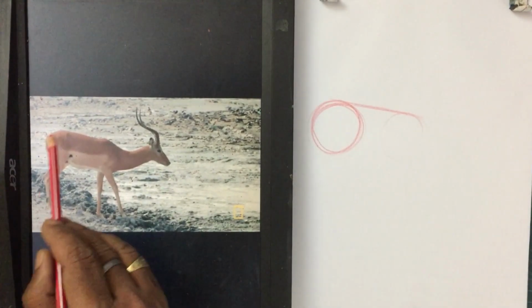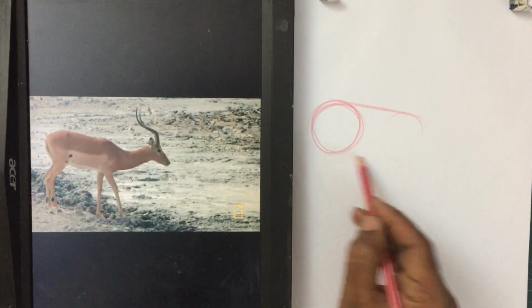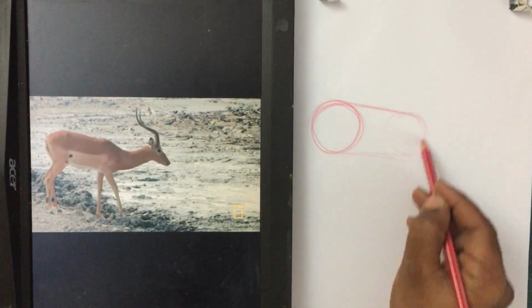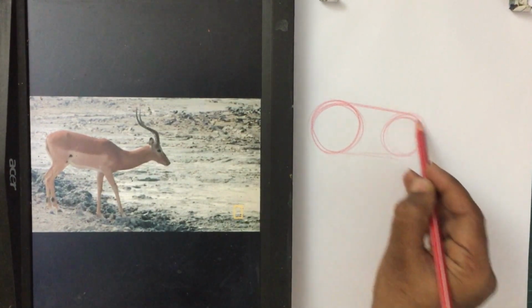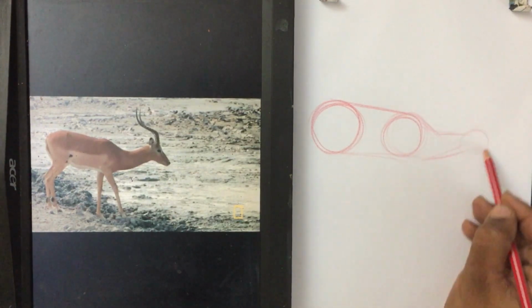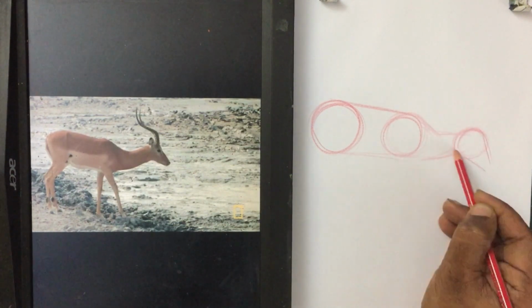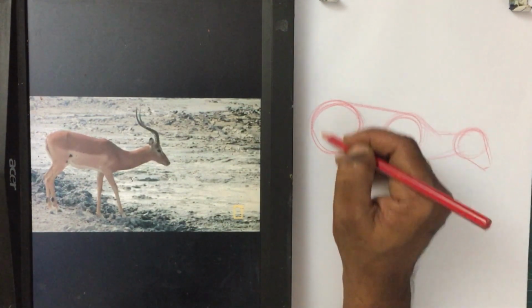So this is the torso, the pelvis and torso, and the head. We are just making the first one, the head, basic shapes first like this.